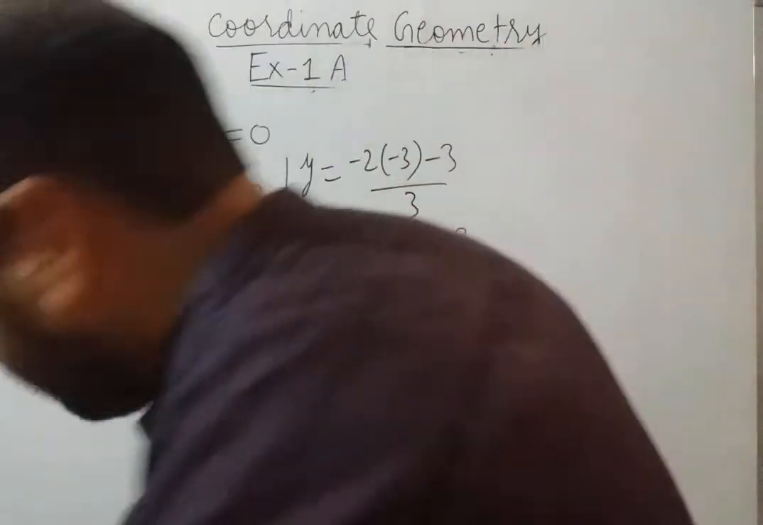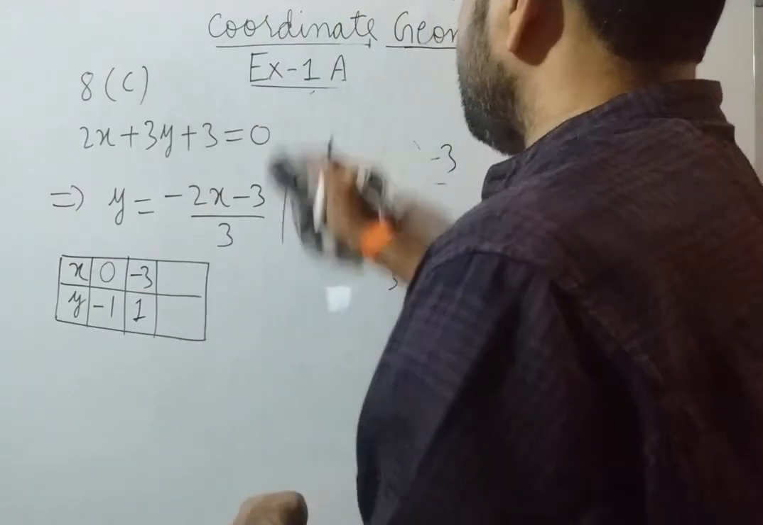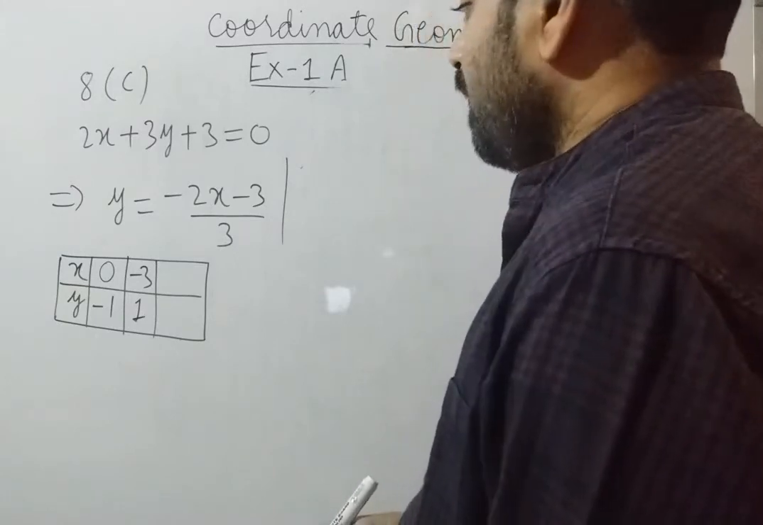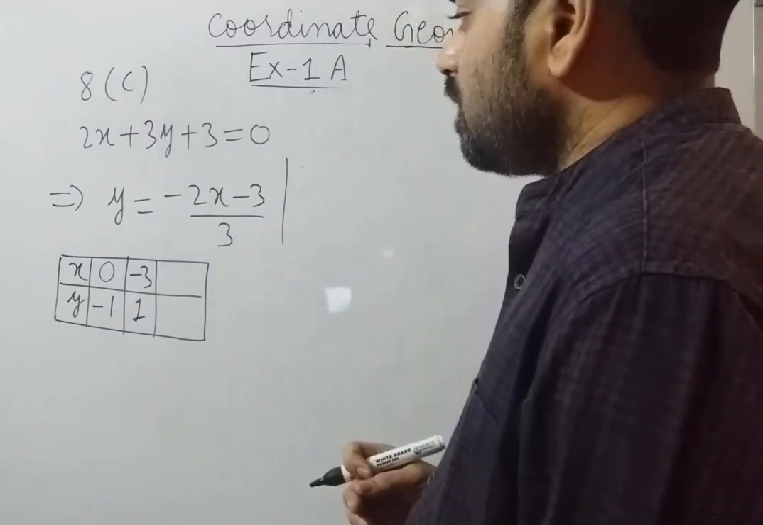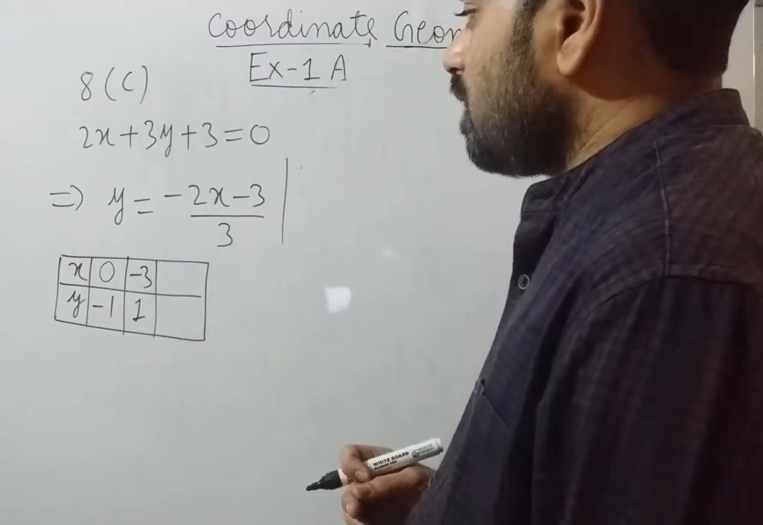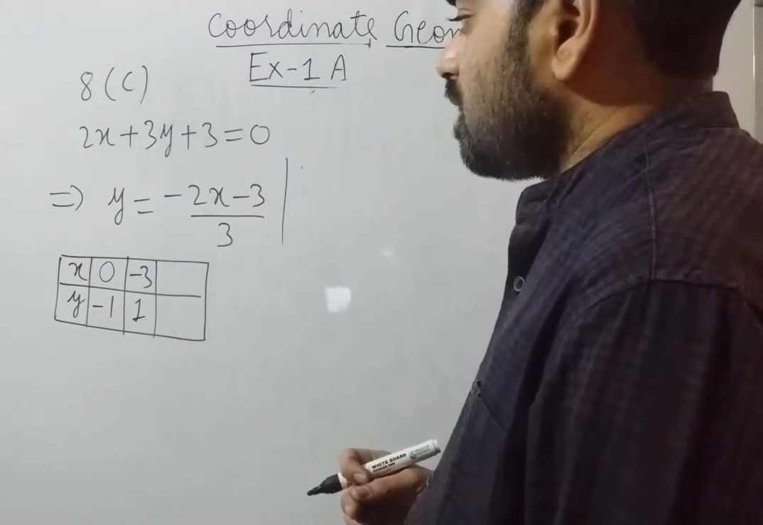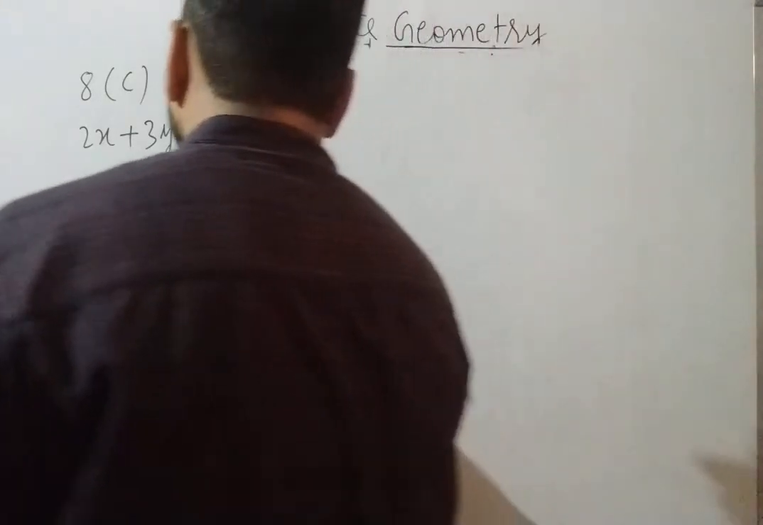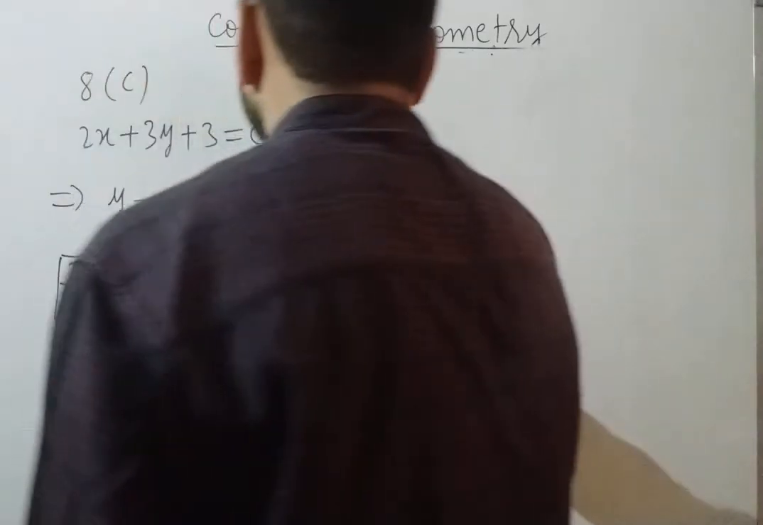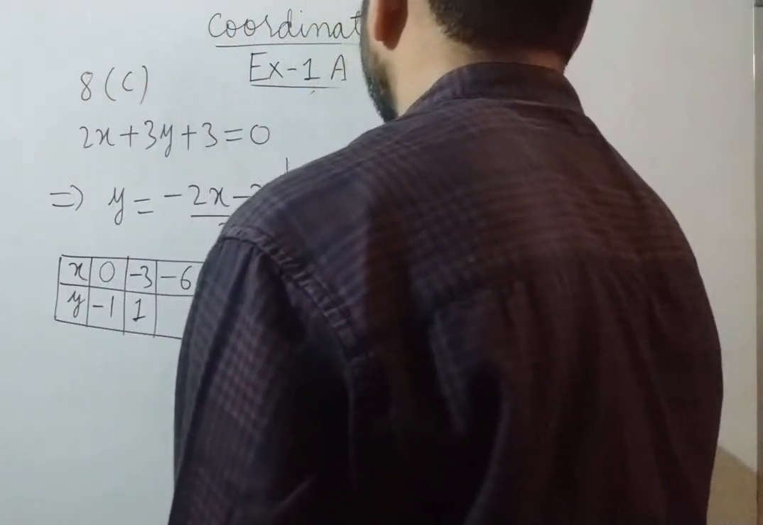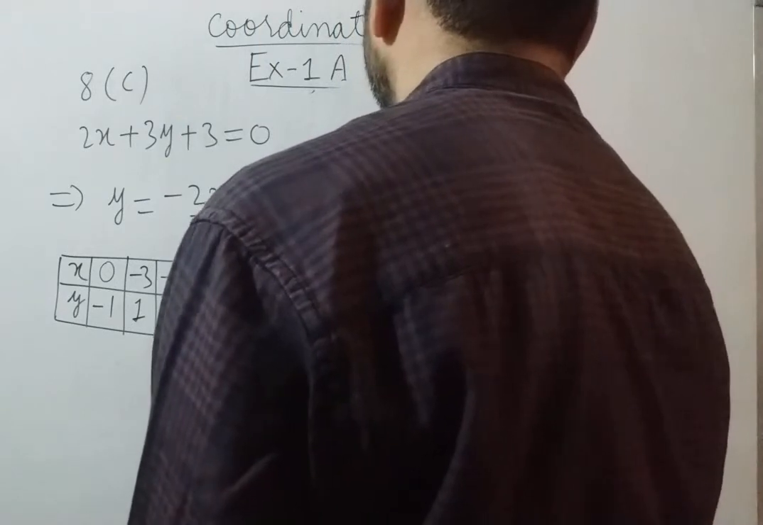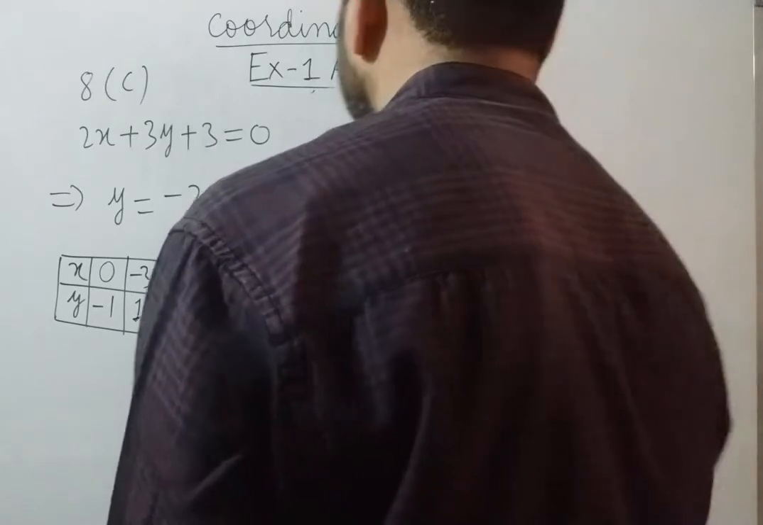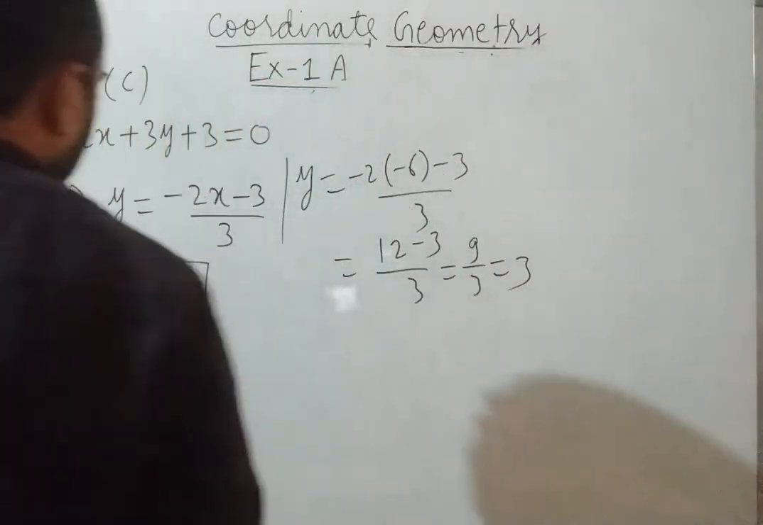Now next value, 3 ordered pairs we require. So next, after minus 3, we can take minus 6. What will it give? If we take minus 6, that will give minus 2 into minus 6, so this will be plus 12, minus 3, upon 3. So that will give 3. So we have obtained the 3 ordered pairs.